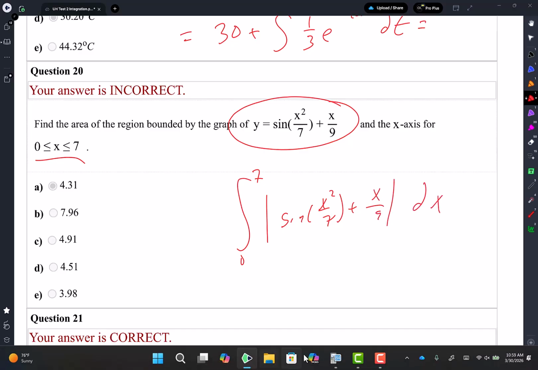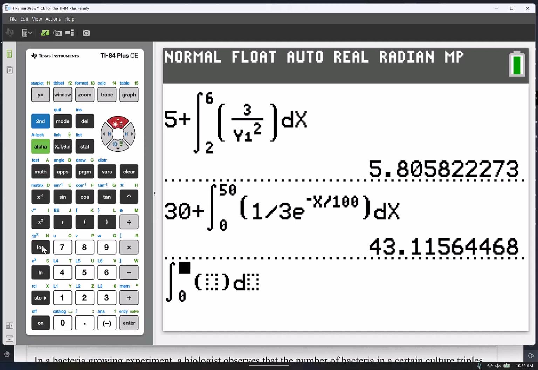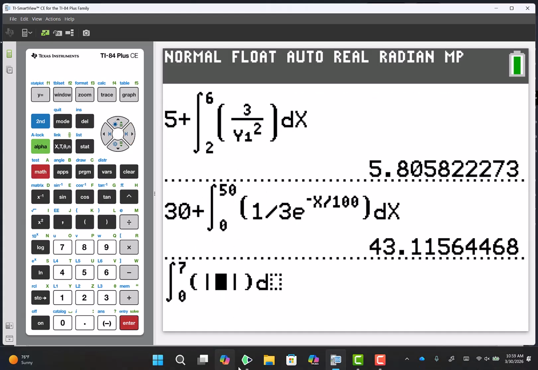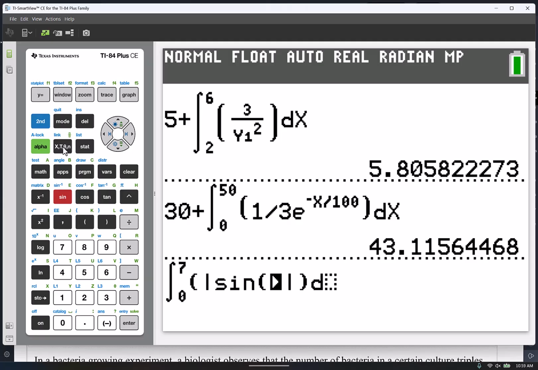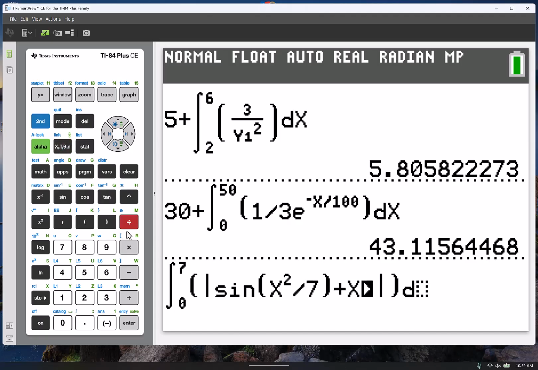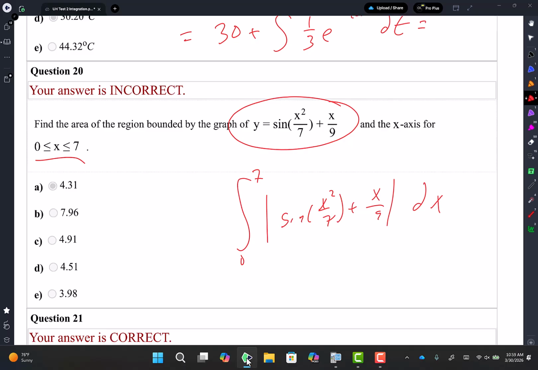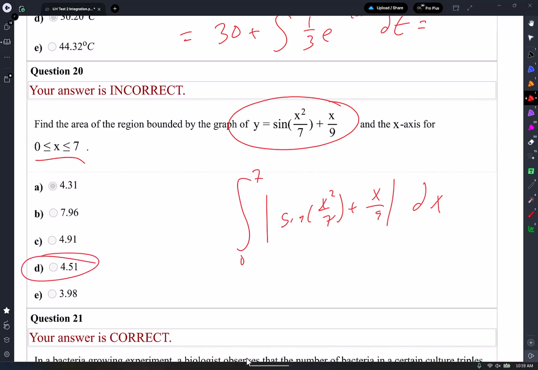There it is. Take the calculator, absolute value. So I'm going to go math 9. See, all these last ones just with the calculator. 0 to 7. Let's see. Math number ABS. And then what was the expression? Sine of what? X squared over 7. And then get out of there. Plus what? Plus x over 9. All right. If we did everything correctly, 4.5088. 4.51.